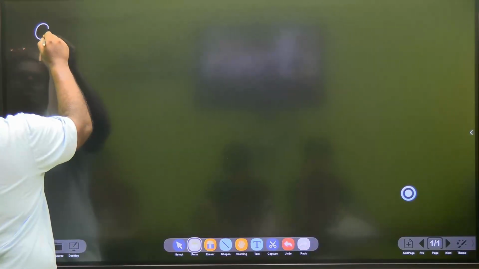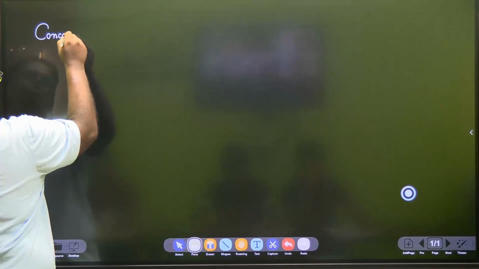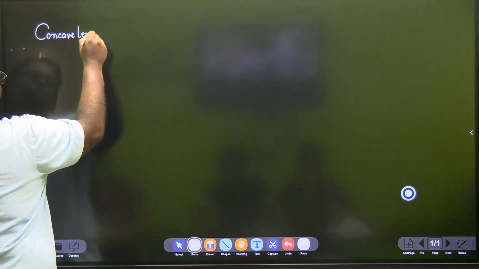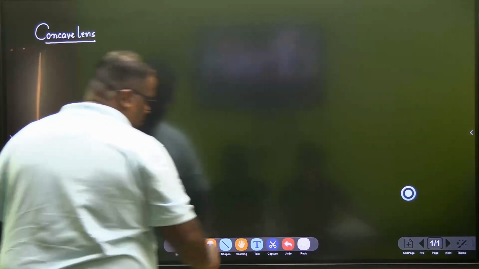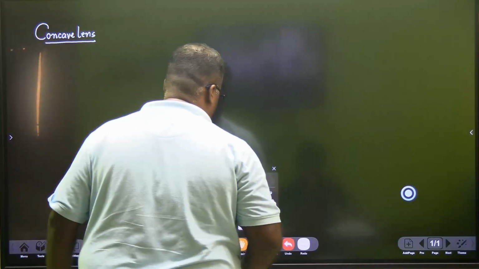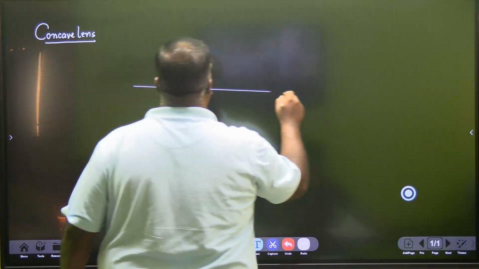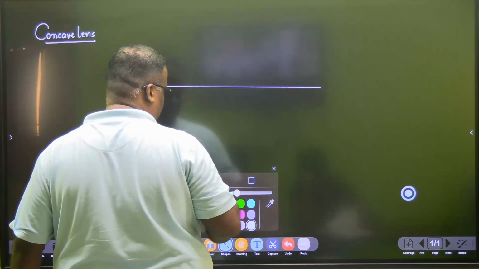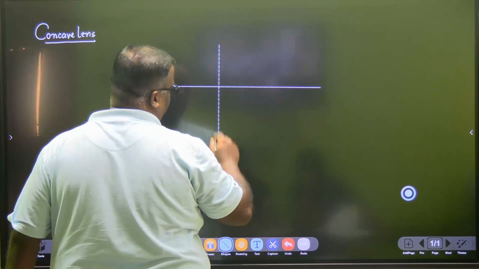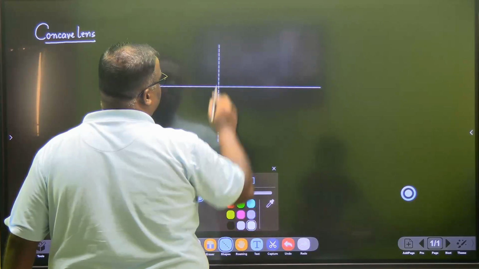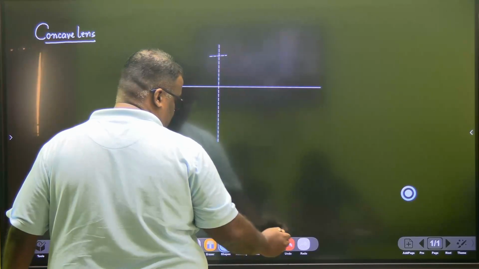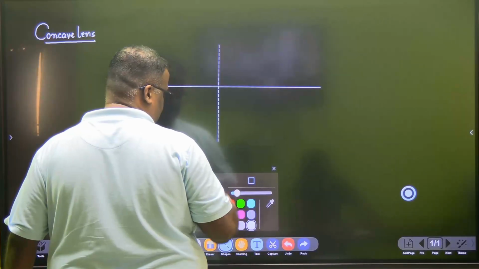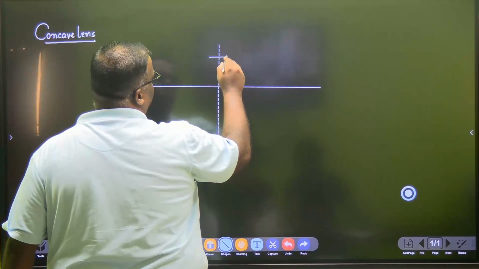So we are studying concave lenses. Let's first see what the image formation rules are. Pretty simple image formation rules for concave lenses. This is my principal axis, and on my principal axis I make the lens axis. Then I will make my lens. What is the lens? The lens is a concave lens. So I make my lens.